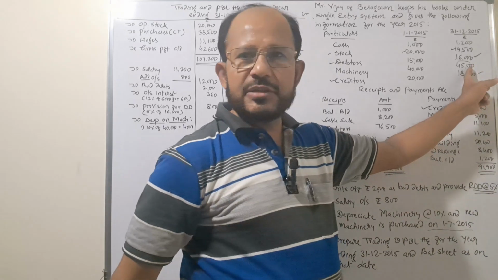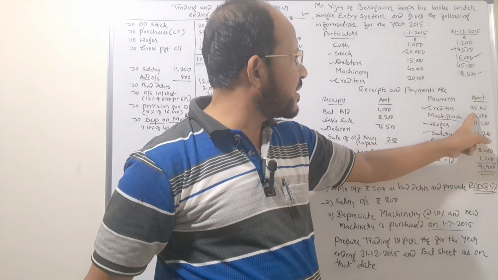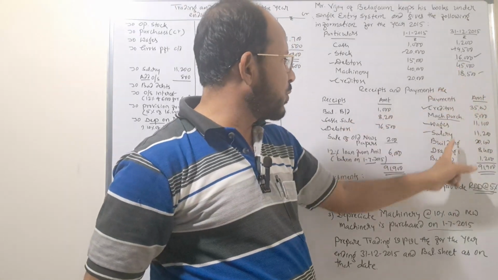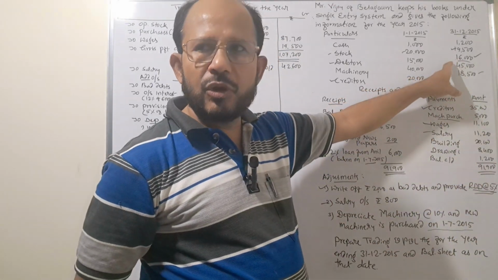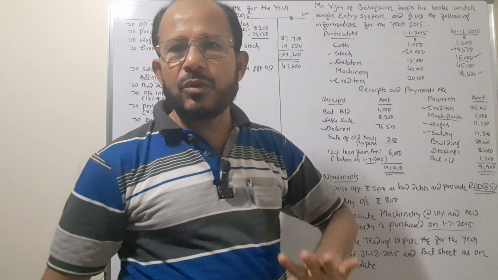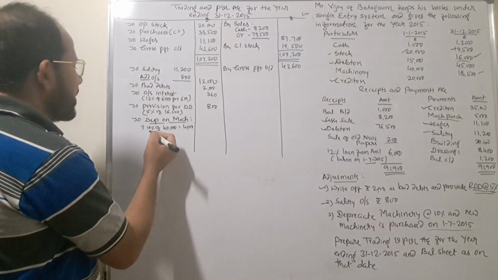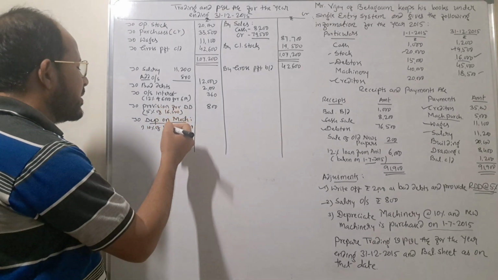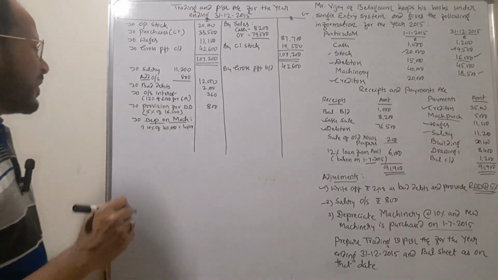Rupees 45,000 is there. In this 40,000 is the old machinery and new machinery purchased is 5,000. Therefore, 5,000 is the new machinery. New machinery is put to use only for 6 months, whereas the old machinery was put to use for the whole year. Because of that reason, we have to charge depreciation at 10% on 40,000 for the whole year.